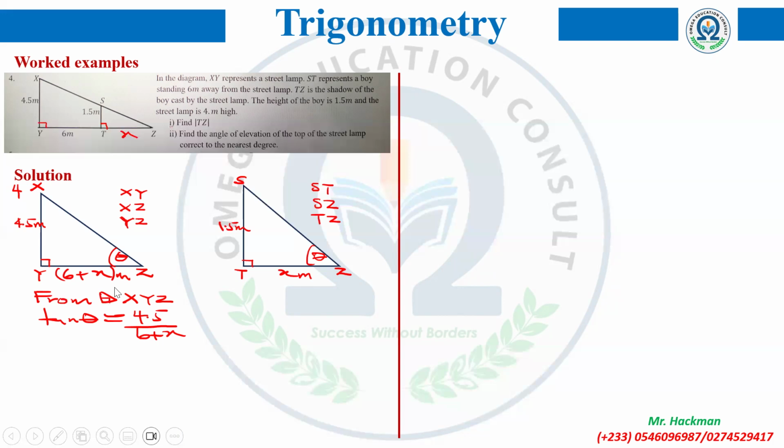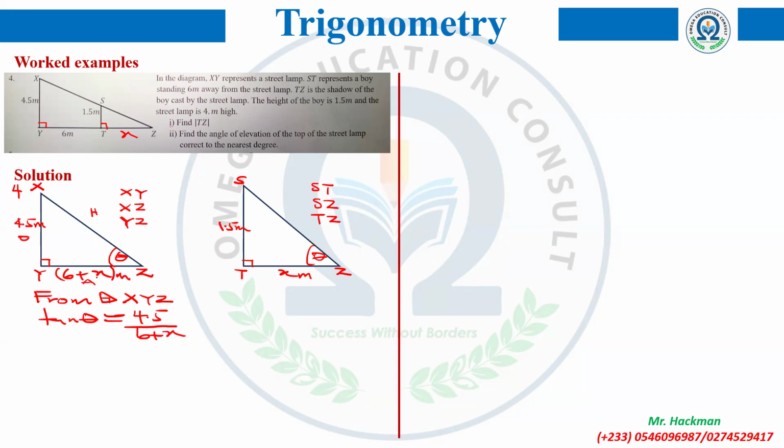From this, you can see that this is your angle. In this triangle, this is your hypotenuse, H. Then, relative to this angle, this is the opposite and this is the adjacent. Do you agree? Okay, all right.